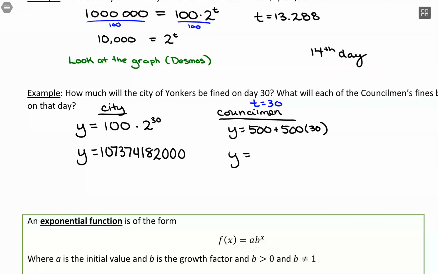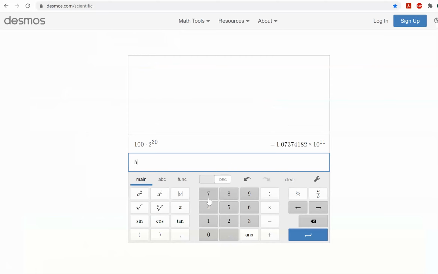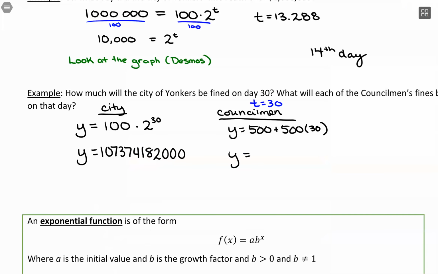All right, for councilmen, that's going to be a much smaller number with 500 plus 500 times 30, which is 15,500. No extra work to do there. 15,500. So on day 30, this is the difference in amounts between the city and councilmen, and the difference between having something exponential rather than linear.